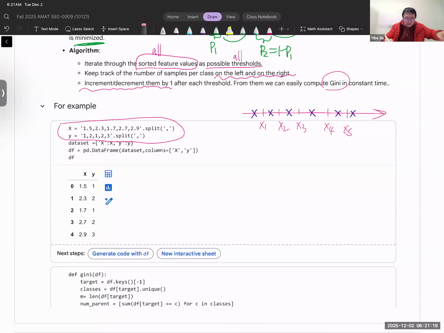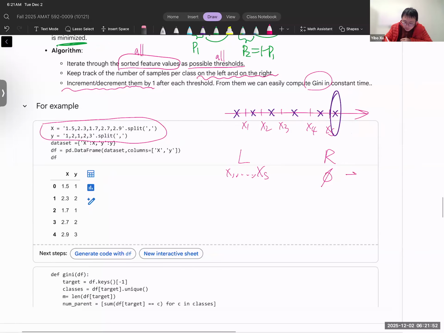Essentially what does it mean? I have the left and right, and all the possible thresholds are six of those. Let's say we start with this one. Then we have x1 all the way down through x5 on the left, and there's nothing on the right, so that's one class. That's one situation. Here I'm going to calculate the Gini for S and now A1.